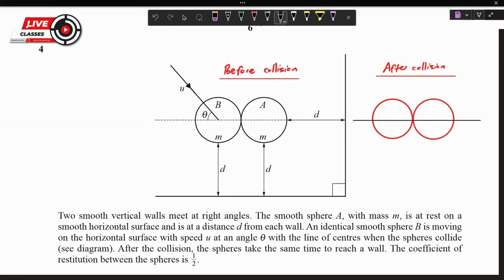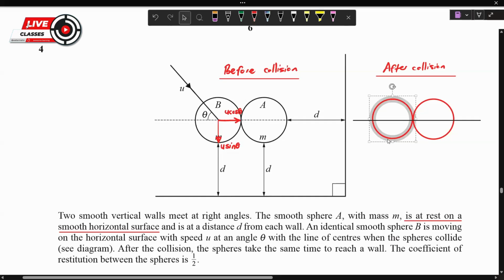And we are going to say, okay, for the components before collision, the component of u that is perpendicular to the line of centers will be this one here. And I'm going to call that u sine theta. Then the component that is in the line of centers is u cos theta. Then for particle A, we're going to have zero components for it before collision because we have been told that the sphere A is at rest on a smooth horizontal surface, okay? So it starts out at rest.